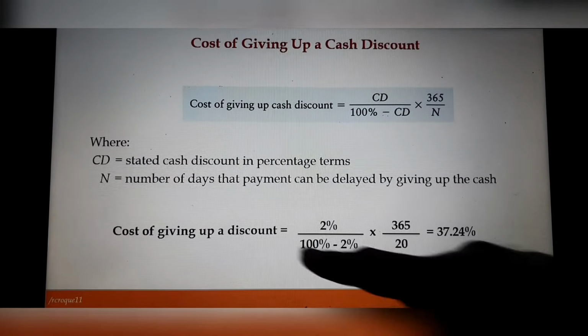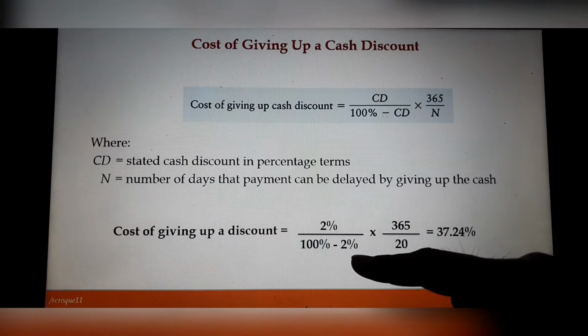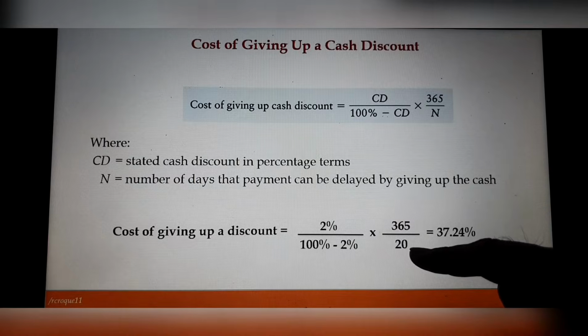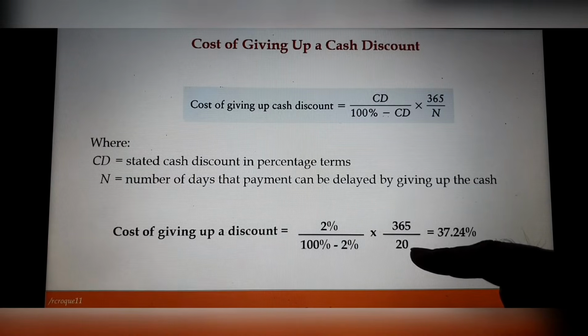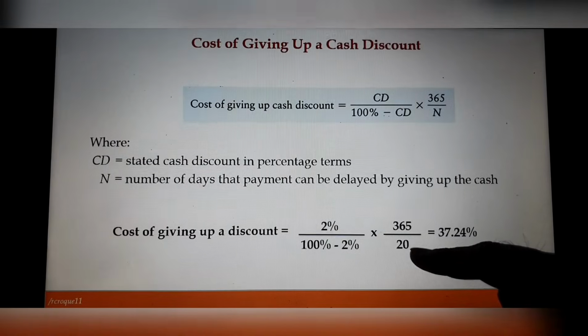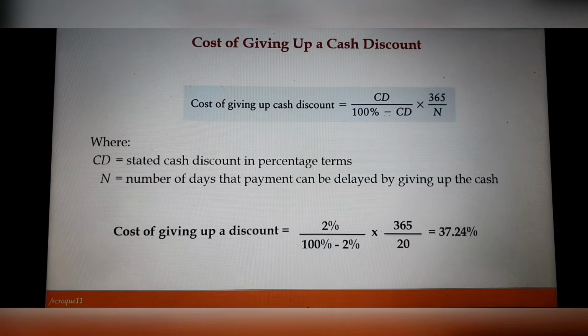Now, the cost of giving up the cash discount is 2% over 98%, the difference of the two, times 365 over 20 days. The term is 2/10, net 30. So, we only delayed payment by 20 days, 30 minus 10. Okay? So, the cost of giving up a cash discount is 37.24%.